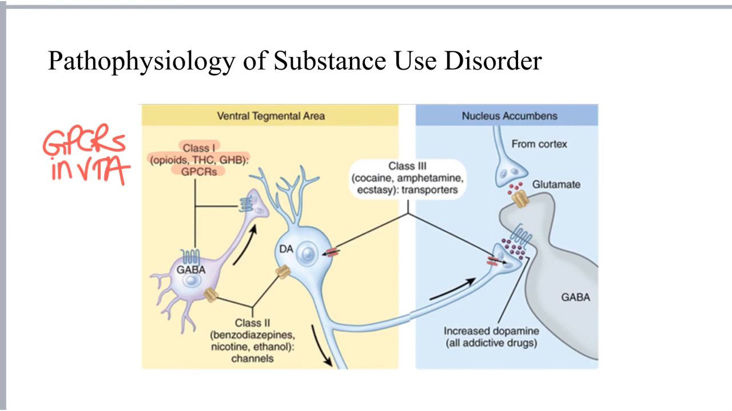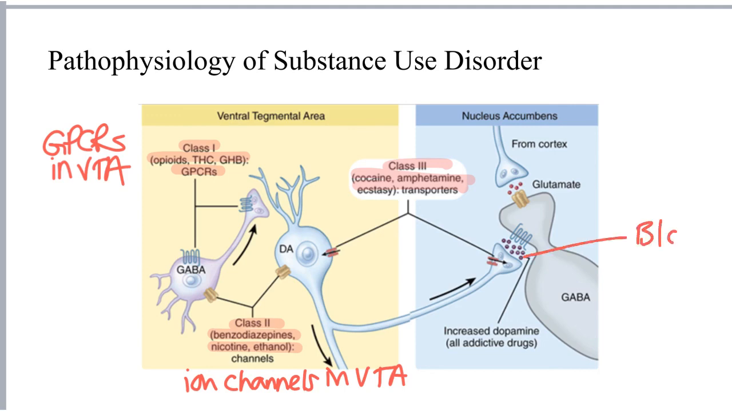The class 2 agents are mostly ion channel activators like benzodiazepines, nicotine, and ethanol, and these also act in the ventral tegmental area to activate dopamine projection neurons and subsequently cause dopamine release in the nucleus accumbens. Finally, the class 3 agents are the stimulants like cocaine, amphetamine, methamphetamine, and ecstasy. These drugs primarily act directly in the nucleus accumbens to inhibit the reuptake of dopamine, thereby leading to enhanced levels of dopamine in the synapse in the nucleus accumbens.